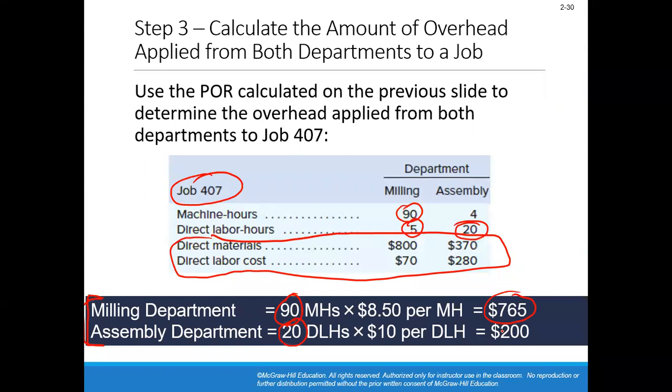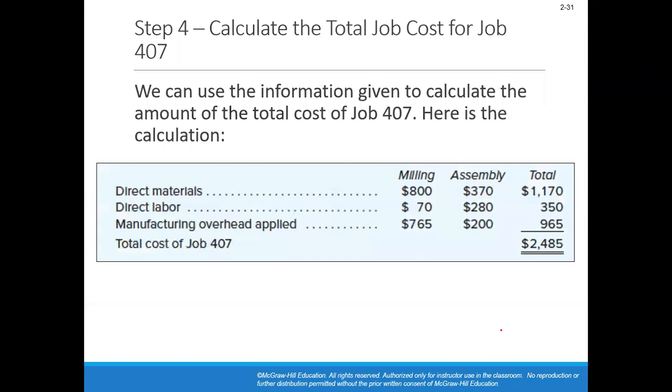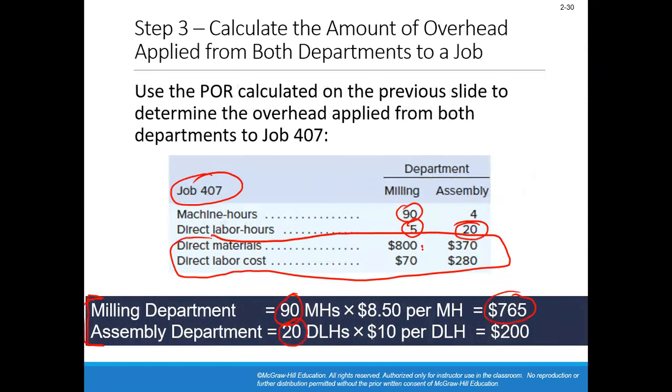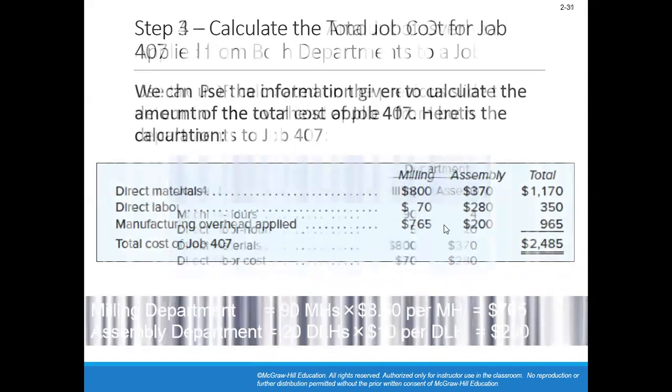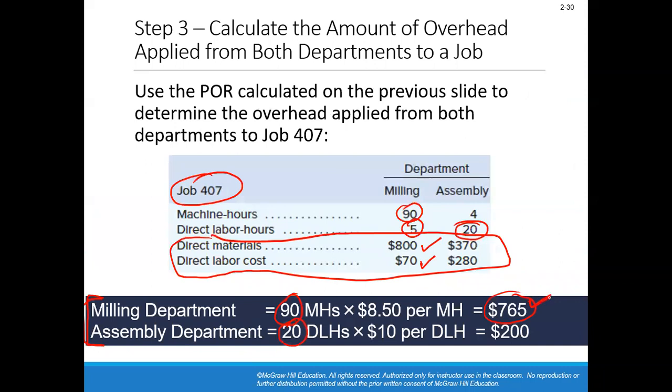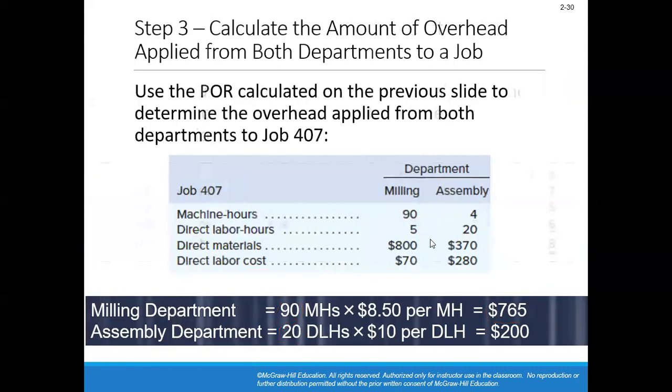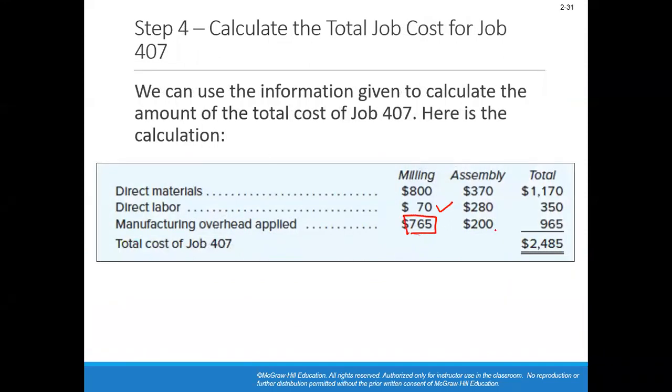And what will be our total cost? For the milling, we have the 800 direct materials. Sorry, for milling, I need to be precise. Okay, the direct labor cost is 70 here. And what is the total overhead cost? We get the 765. It is for the milling. Similarly for assembly. And you see, for milling, we have got this total cost. For assembly, we have got this total cost. Whichever way you sum this up, you get $2,485.